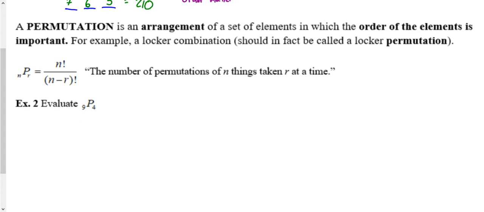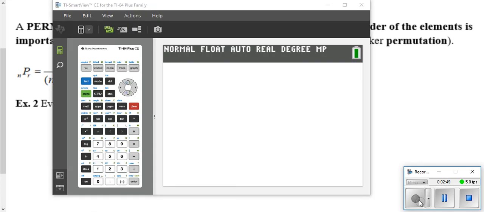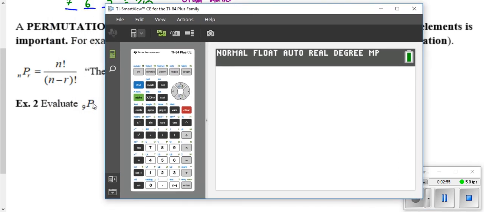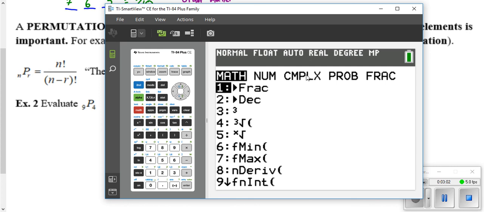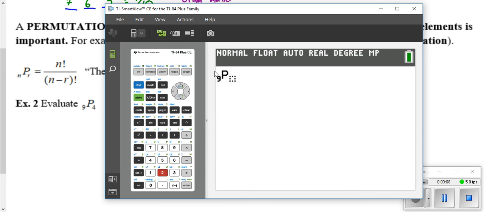So on my calculator, what I'm looking for is my perm button. Here I just have my calculator loaded up. You could type the following buttons to evaluate this question. What I would do is type in the 9 first, then math, scrolling to the left this time. You're trying to get to that probability box, scrolling to the left 2, and it's going to be option 2. On my calculator, it defaults to that P right away. 4 is our other number. Hit enter. There we go. We have an answer of 3024.